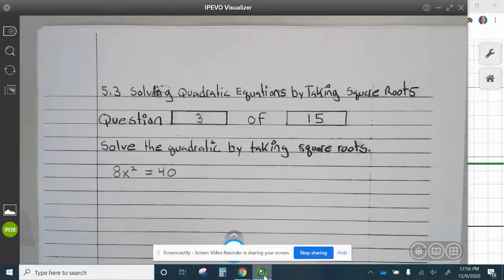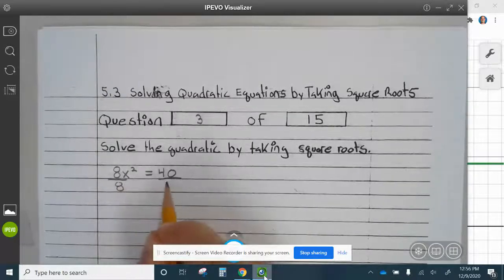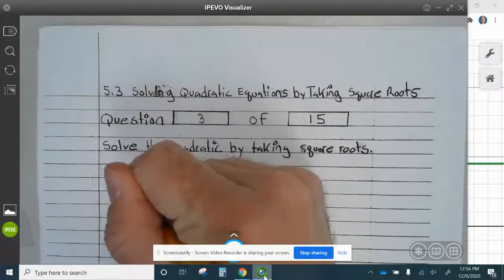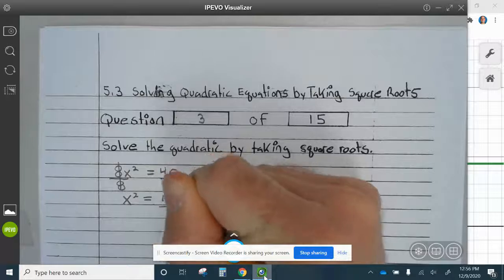Okay. Question 3. Solve the quadratic by taking square roots. So we're going to divide both sides by 8. Okay. 8 divided by 8 is 1. You get x squared equals 40 divided by 8.